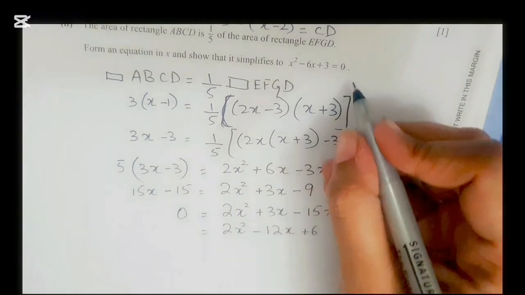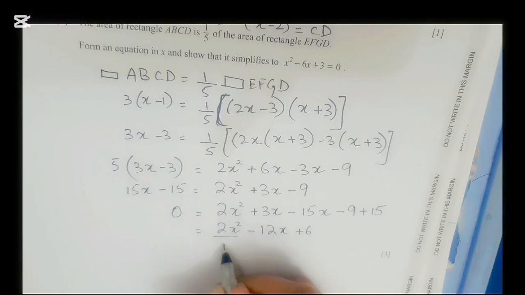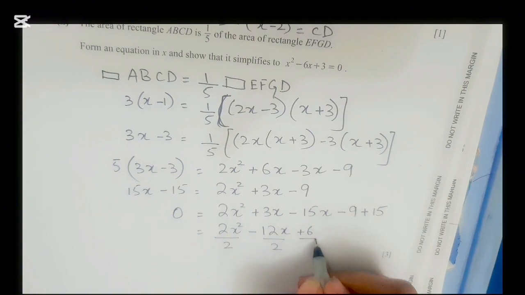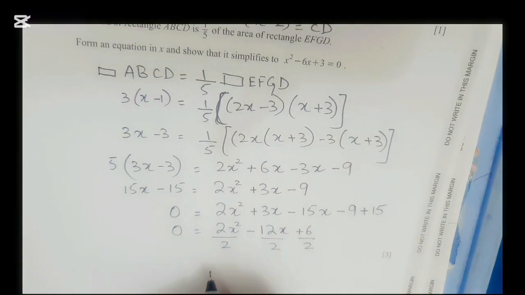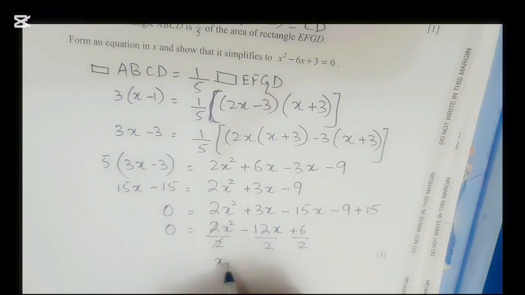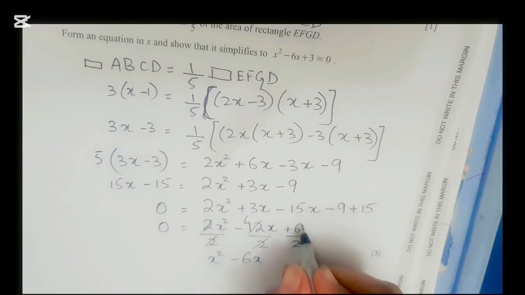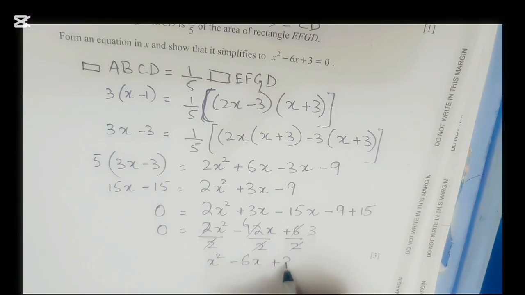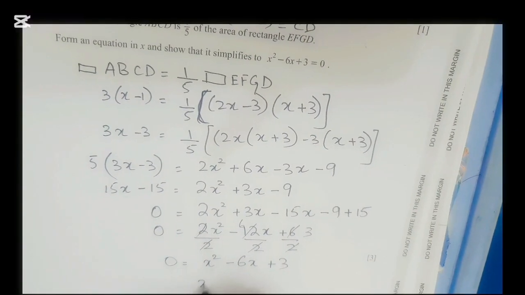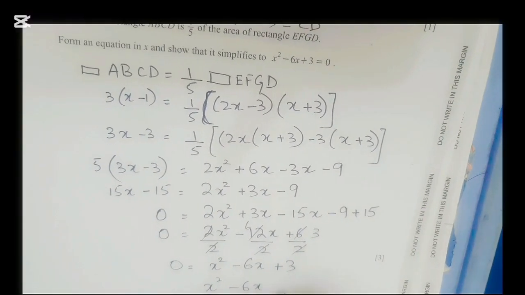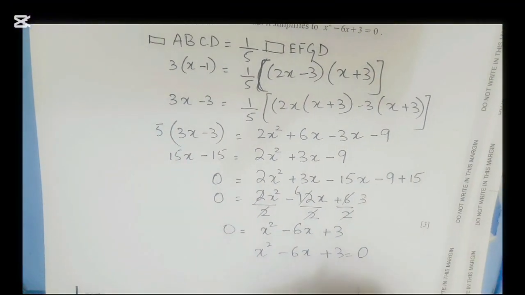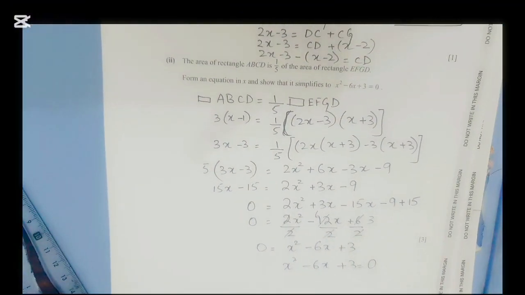Now you can see we have to divide all of them by 2, so we can get the equation. So it would be x square minus 6x plus 3 is equal to 0. So we have shown this as well.